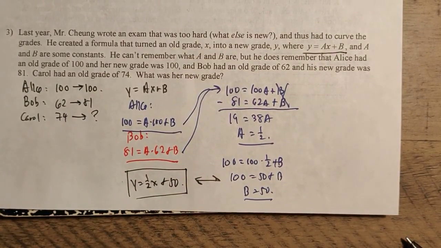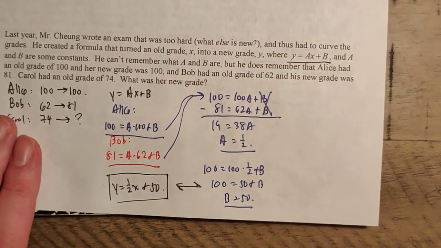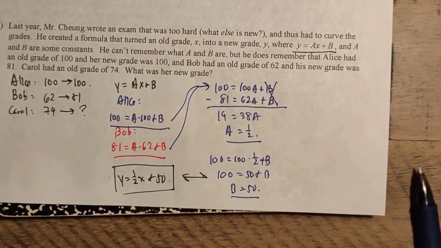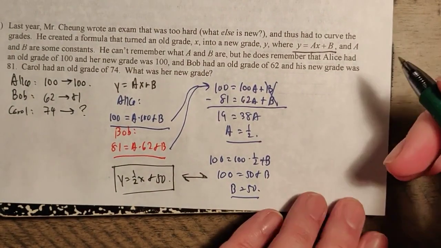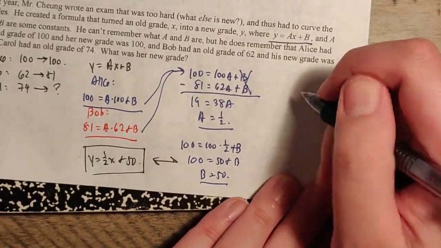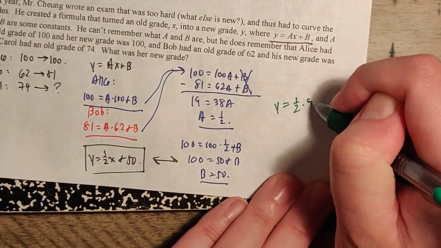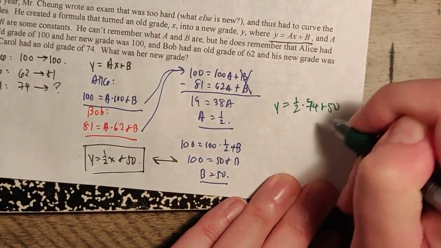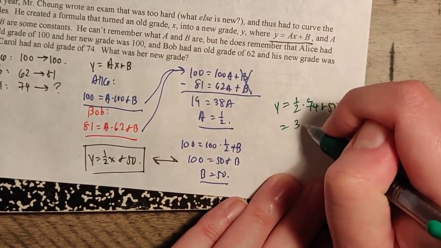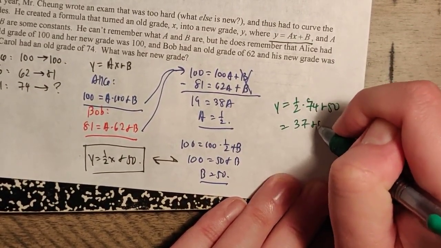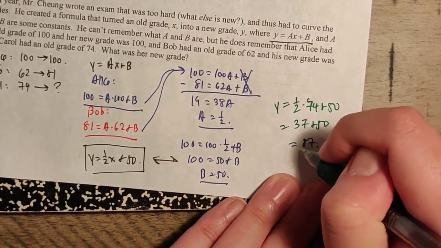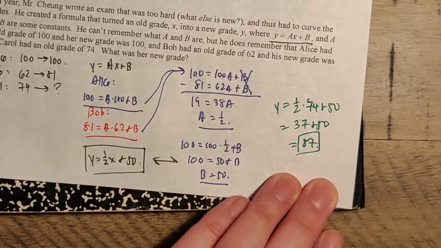Now, that's great, but the problem asks, what is Carol's grade? So we can go ahead and just put this back into our formula here and finish it off. So in this situation, it would be y equals 1/2 times, her grade is 74 to start, plus 50. And then half of 74 is 37 here. And then we can add 50 to that, and we end up with Carol's new score of 87.